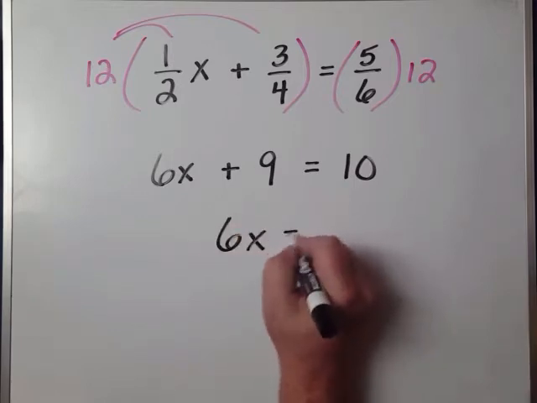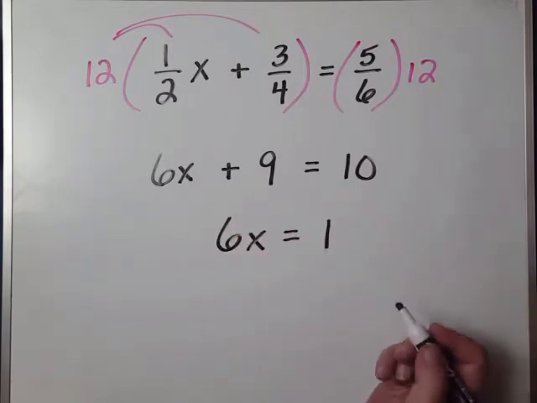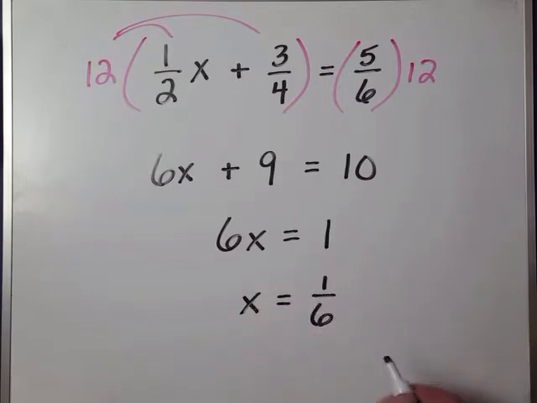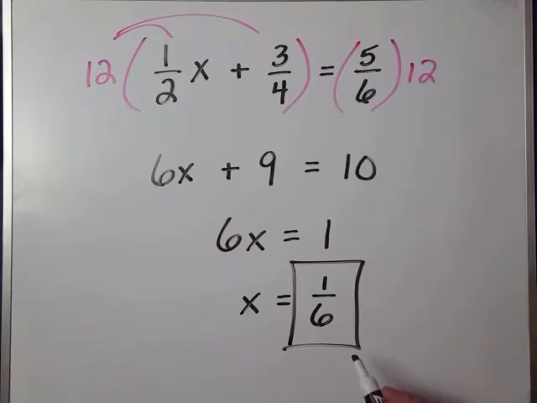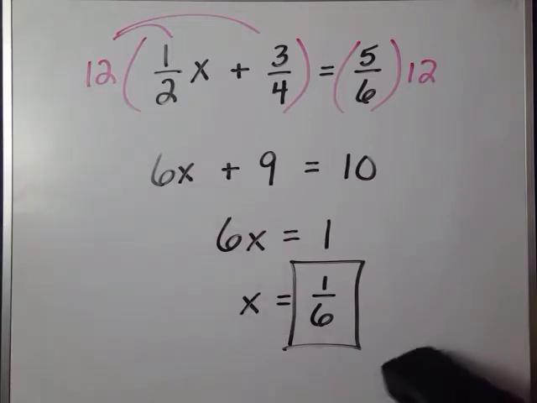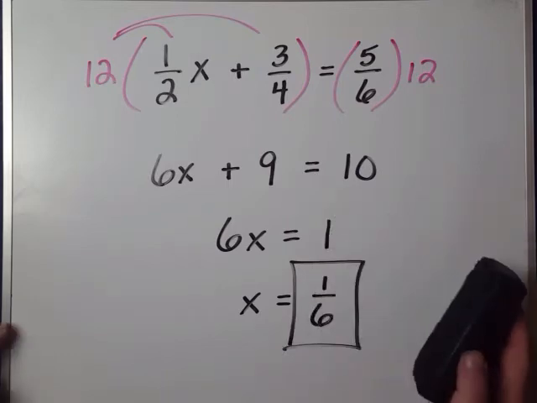Subtract 9 from both sides. And divide both sides by 6 to find our solution, 1/6. And of course we can plug that back in to check to see that it does give me a true statement. In this section I want you to get used to checking. So let's go ahead and check this one.